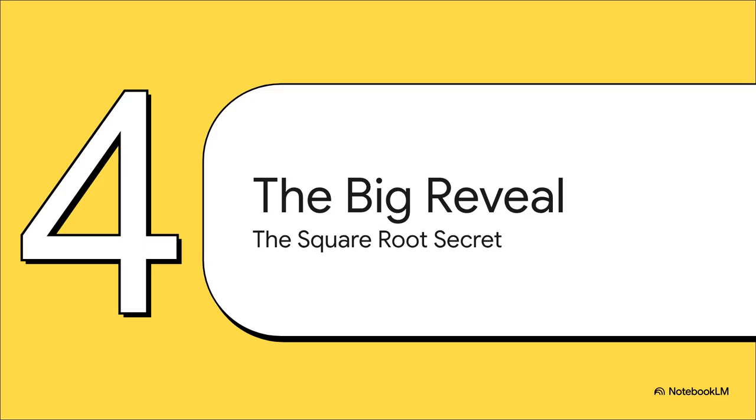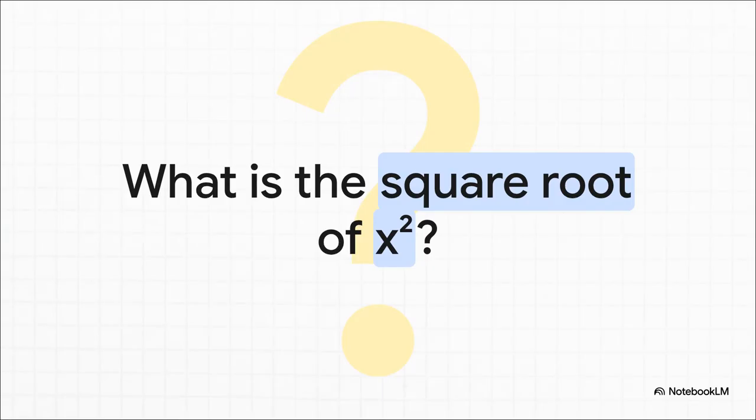This is where we see that absolute value isn't just some random rule made up for math class. It's actually baked into the very fabric of how numbers work. So let me ask you a question that sounds almost too easy. What is the square root of x squared? Now, your gut instinct, and pretty much everyone else's, is to just say x, right? The square root and the square should just cancel each other out. But that's not the whole story.